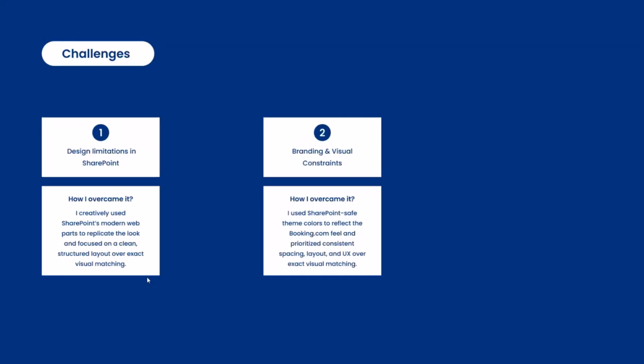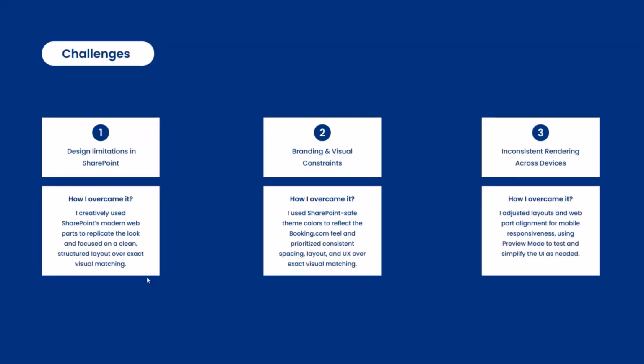The next is branding and visual constraint. I couldn't use booking.com's exact fonts, colors or icons due to SharePoint's restrictions. So I used the closest SharePoint safe themed colors to evoke the booking.com feel, which was focused on consistency in layout and spacing and the UX patterns rather than getting the perfect match.